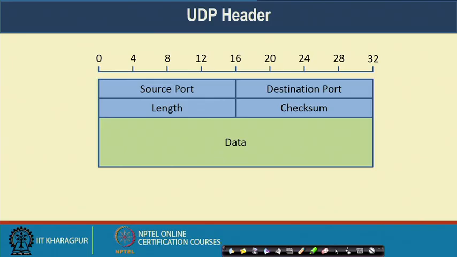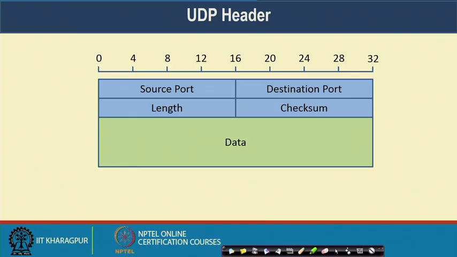So, this is the structure of the UDP header. Earlier we looked into the structure of the TCP header. Compared to the TCP header, this UDP header is fairly simple. You only have 4 different fields: the source port, the destination port, the length and the checksum. That is all, and then you have the data. The source port and the destination port are the server port and the client port. The length is required to find out how much data is there in your UDP datagram, and the checksum field is to check the correctness of the packet.